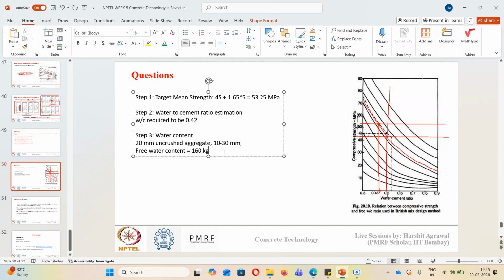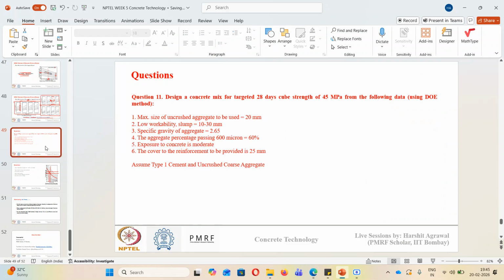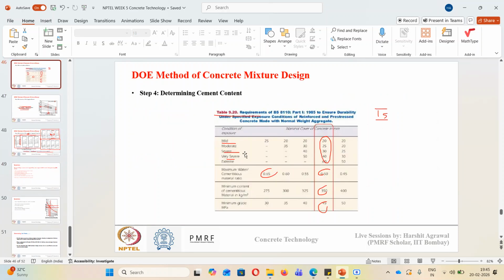Now we need to check whether this free water content is suitable for exposure condition also or not. Okay, so we have estimated free water content and we know the W by C ratio. Okay, so exposure condition which is given to us is moderate. So for moderate exposure condition, the water to cement ratio that is allowed is 0.5. Okay, so the water to cement ratio that we have taken is lower than 0.5, so it is acceptable, so we can go with that water to cement ratio for now.